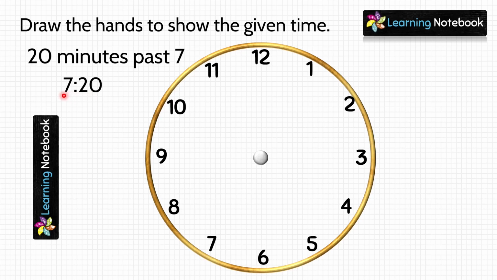7:20 means our hour hand is between 7 and 8. So draw the hour hand in such a way that it is between 7 and 8. Now we have to represent 20 minutes. This means the minute hand should be at 4. Students, also make sure that you draw the minute hand as the longer hand and hour hand as the shorter hand.